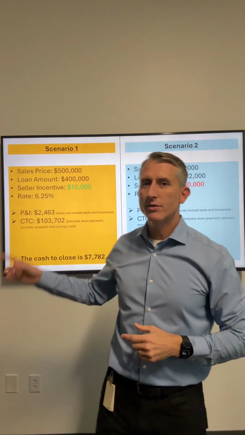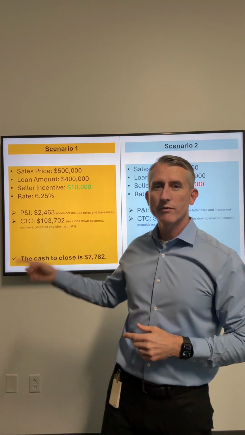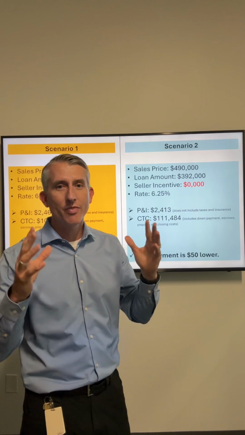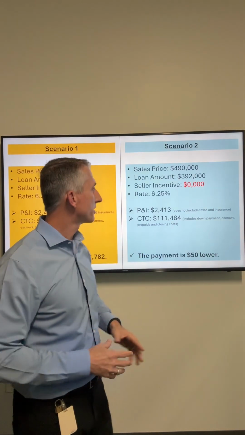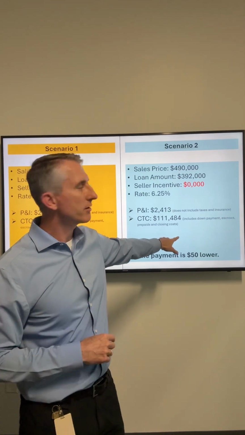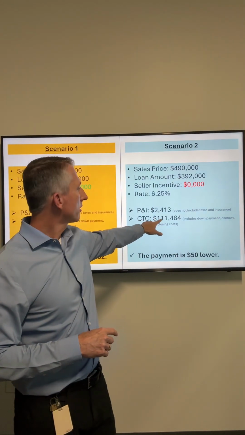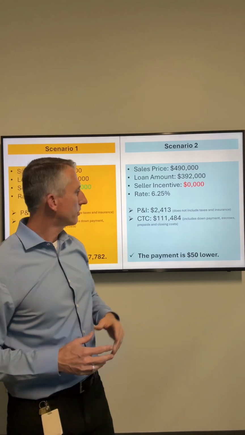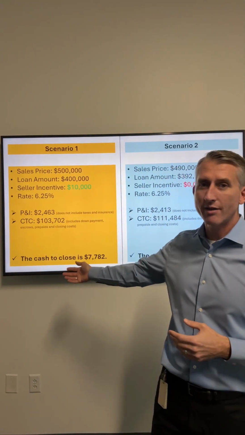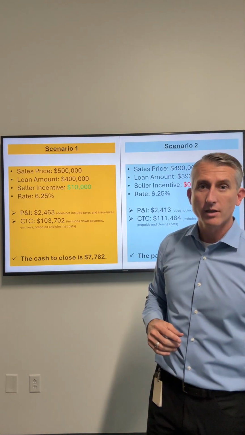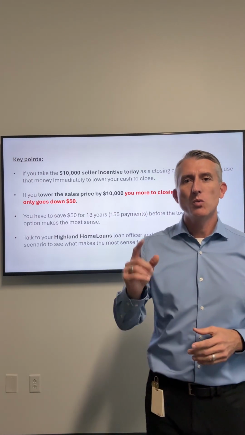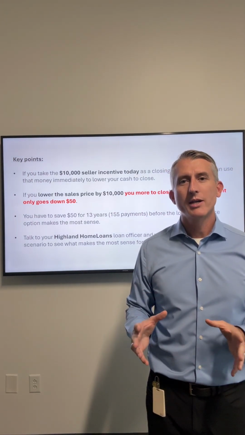So you have saved $50, from $2,463 to $2,413. You've saved $50 by taking $10,000 off of the sales price. But your cash to close has now gone up, because you don't have that seller incentive, to $111,484. So in this case, you've saved $50. Over here, your cash to close is $7,782 less.